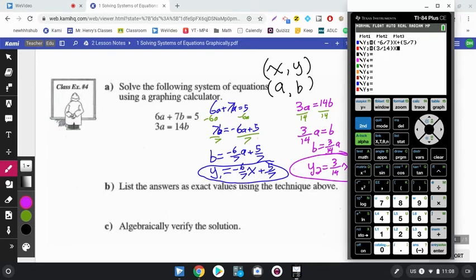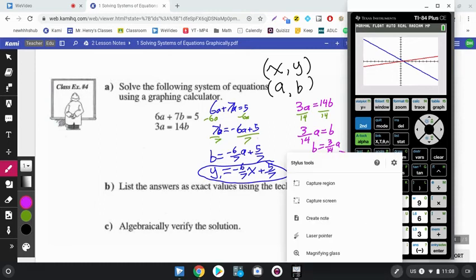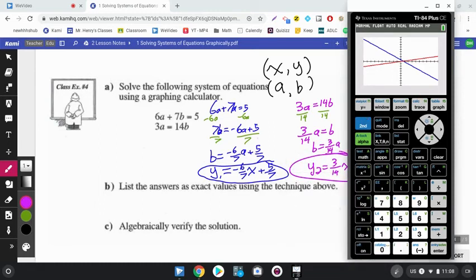Then I hit x. And let's just go back to Zoom standard, Zoom 6. There's the first one, there's the second one. Good. As long as I can see the point of intersection, I'm happy. Let's find that. Okay, we're going to calc again. So second calc.